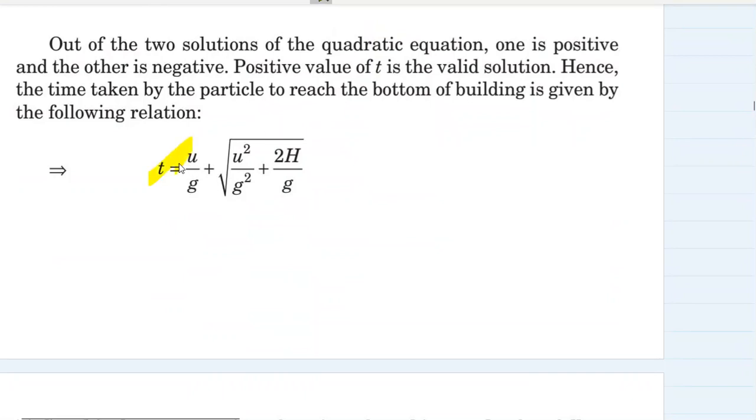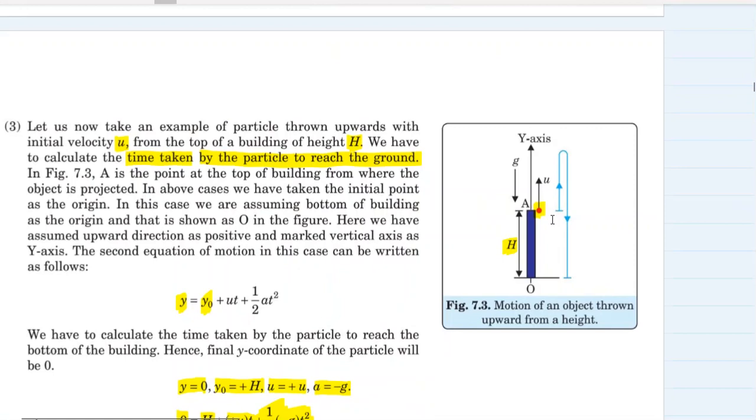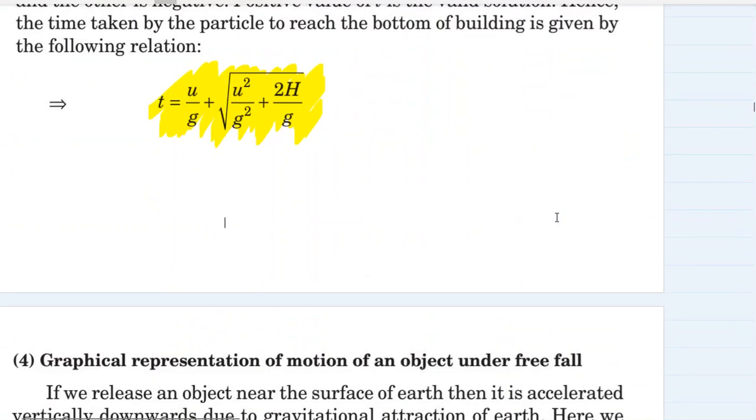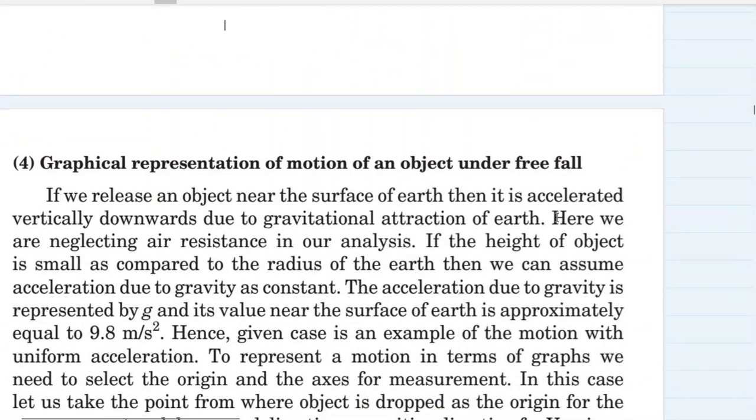So we select only that value of t which has the plus sign, and that is the time taken by the body to reach the ground if it is thrown from a building of height h vertically upwards with a velocity u. So this is one of the derivations. We have some questions based on this derivation, and we'll have a look at them.